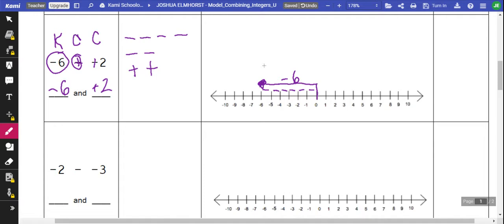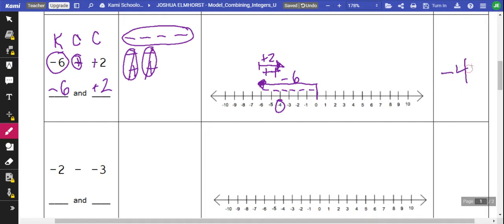Then we turn around and go in the positive direction. We're going to go 1, 2. Okay, and that's going to end up at -4. And that makes sense. Here's 0 pair, 0 pair, and we're left with 4 negatives or -4.